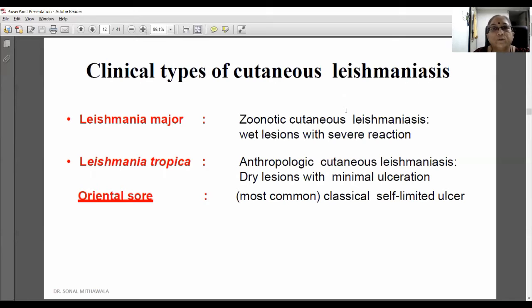Now, clinically, cutaneous leishmaniasis has been typed as Leishmania major. It is a zoonotic cutaneous leishmaniasis, with wet lesions and severe reactions. Leishmania tropica is an anthroponotic cutaneous leishmaniasis where you will see dry lesions with minimum ulceration. Oriental sore is a classical self-limited ulcer that is seen.